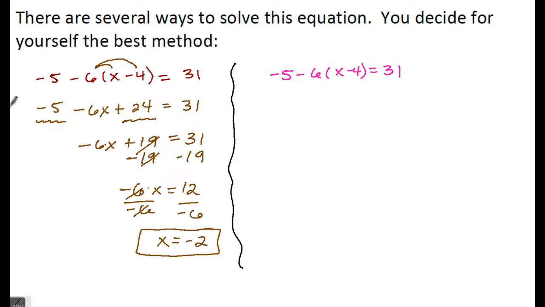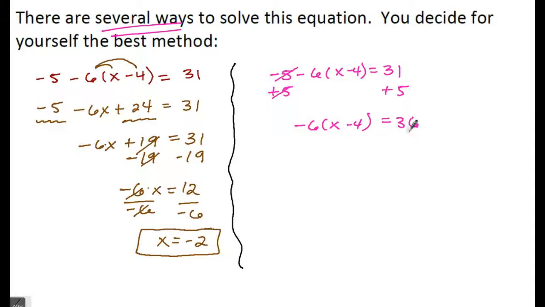Now let's look at the other side over here. I'm going to try something different. You can see that there are always several ways in which you can solve equations. So let me start by moving the 5 over. Let's add a 5 on both sides. Alright, so the 5s are going to cancel, and I have negative 6 times x minus 4 equals 36.